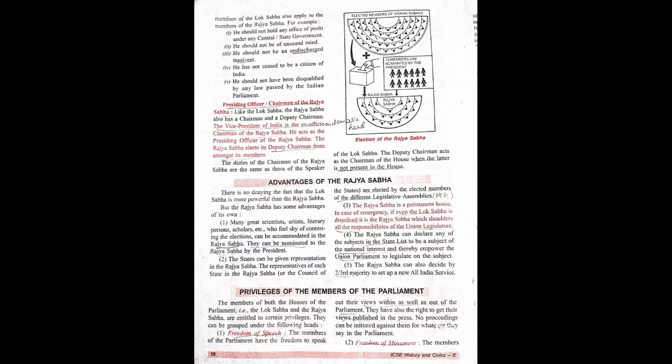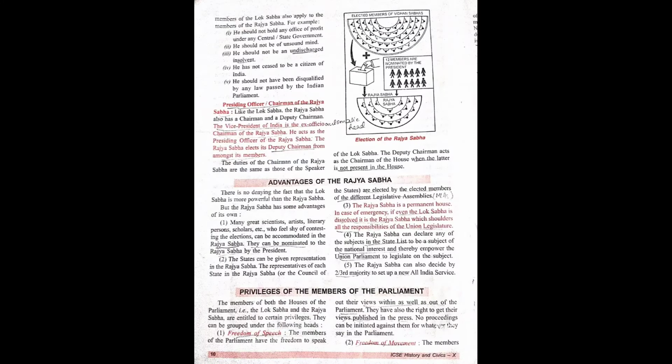The qualifications of Lok Sabha members also apply to the members of Rajya Sabha. For example, he should not hold any office of profit under central or state government. He should not be of unsound mind. That means he should not be having any mental problem. He should not be an undischarged insolvent. That means a person who has taken a loan from the bank but has not been able to pay all the money back with interest. He should not have ceased to be a citizen of India. He should not have been disqualified by any law passed by the Indian Parliament.